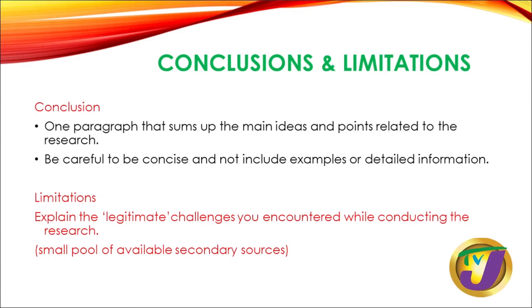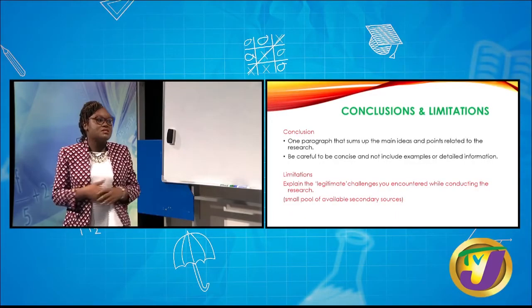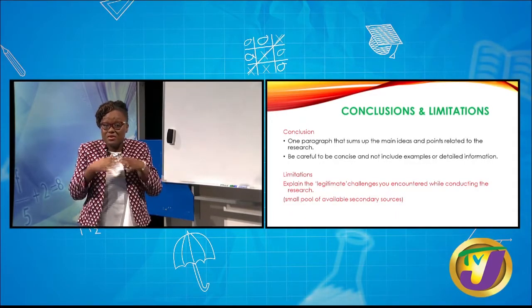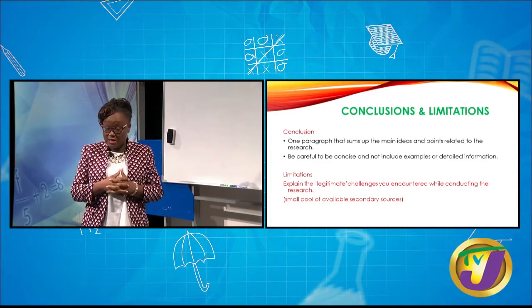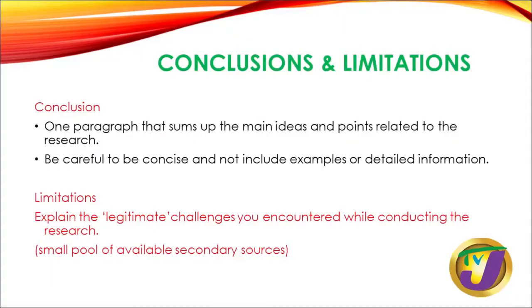Then your limitations. This is really explaining the legitimate, and note that word, legitimate challenges you encountered. So if the challenges you encountered were because of your own folly in handing out the questionnaires or something like that, then that is not a legitimate limitation. Your limitation should be legitimate, all right? Suppose you found that there was a very small pool of available secondary sources. That's a legitimate challenge that you faced, so you may want to put that there, all right? So the conclusions, 2 marks, limitations, 2 marks, all right?